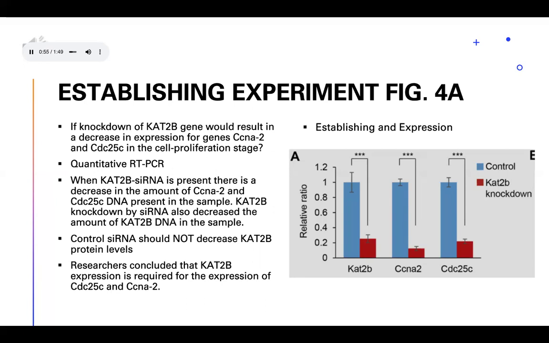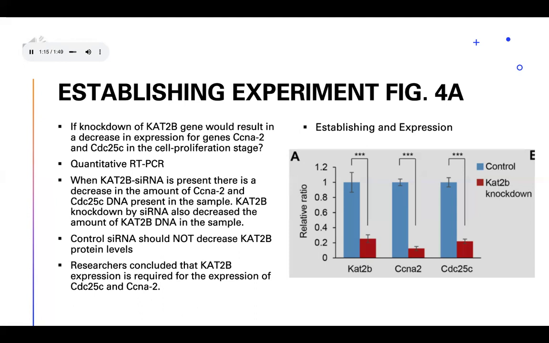CAT2B knockdown siRNA also decreased the amount of CAT2B DNA in the sample. The control was siRNA control, and that was used because it should not have affinity for the CAT2B mRNA sequence, and it should not decrease CAT2B protein levels. It was a control for specificity. So the authors were able to make a few conclusions.